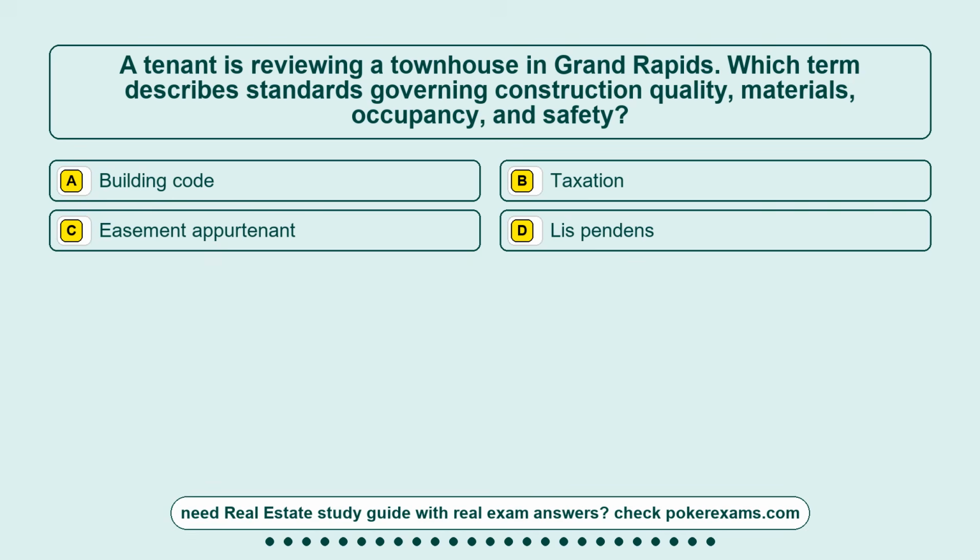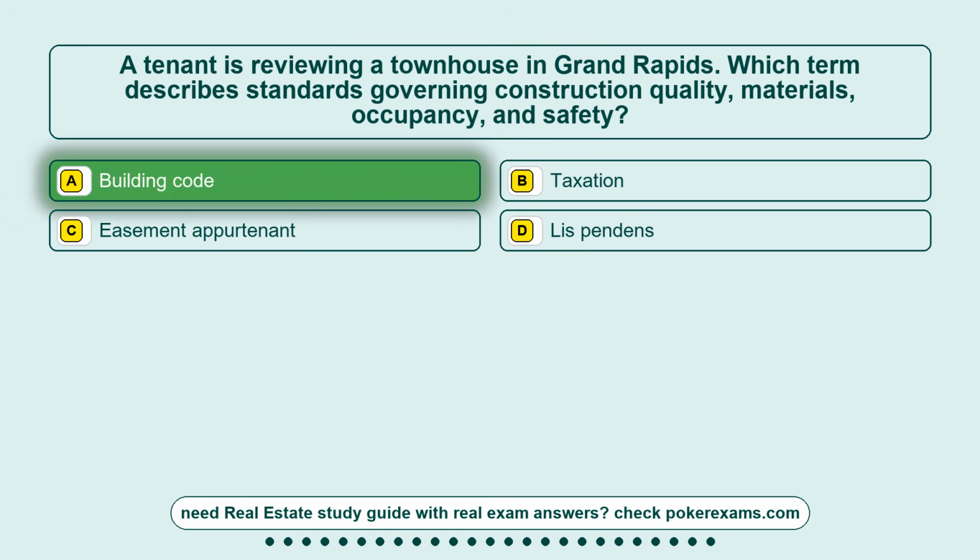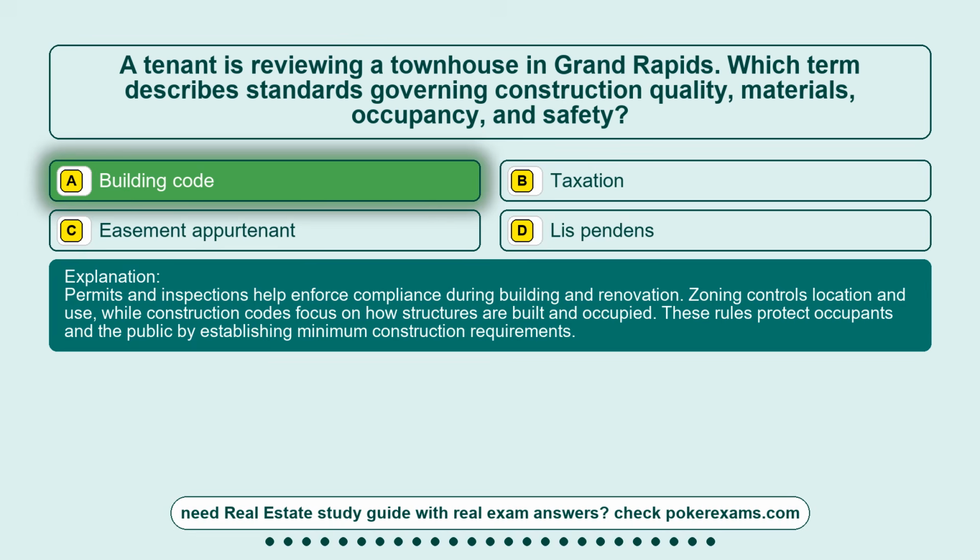Question 9. A tenant is reviewing a townhouse in Grand Rapids. Which term describes standards governing construction quality, materials, occupancy, and safety? Option A. Building code. Option B. Taxation. Option C. Easement appurtenant. Option D. Lis pendens. The correct answer is option A. Building code. Permits and inspections help enforce compliance during building and renovation. Zoning controls location and use, while construction codes focus on how structures are built and occupied. These rules protect occupants and the public by establishing minimum construction requirements.